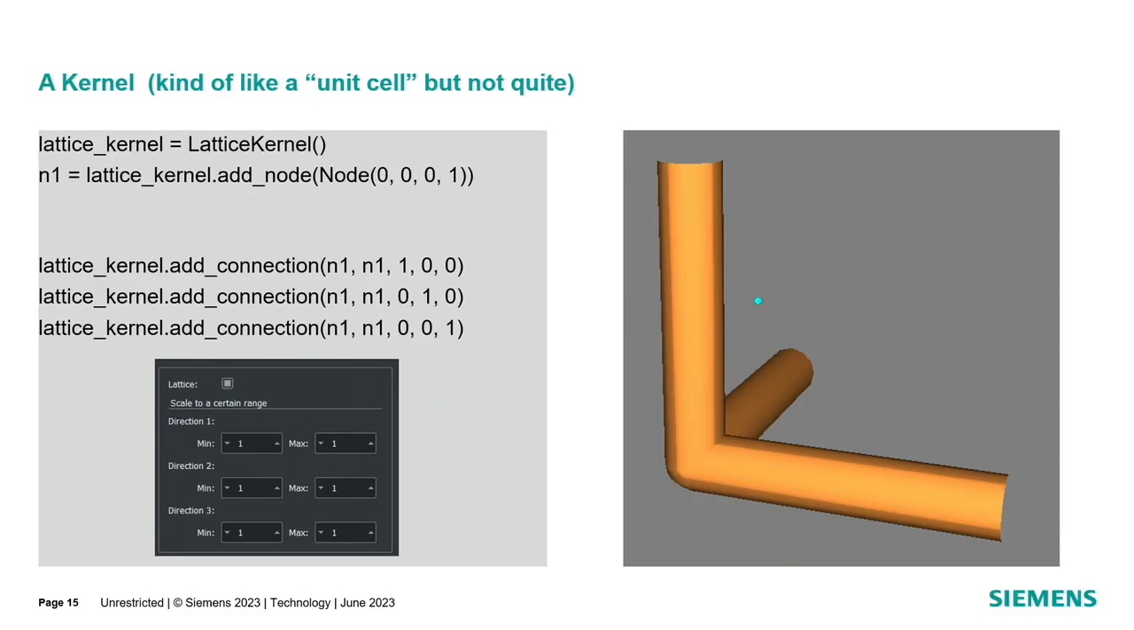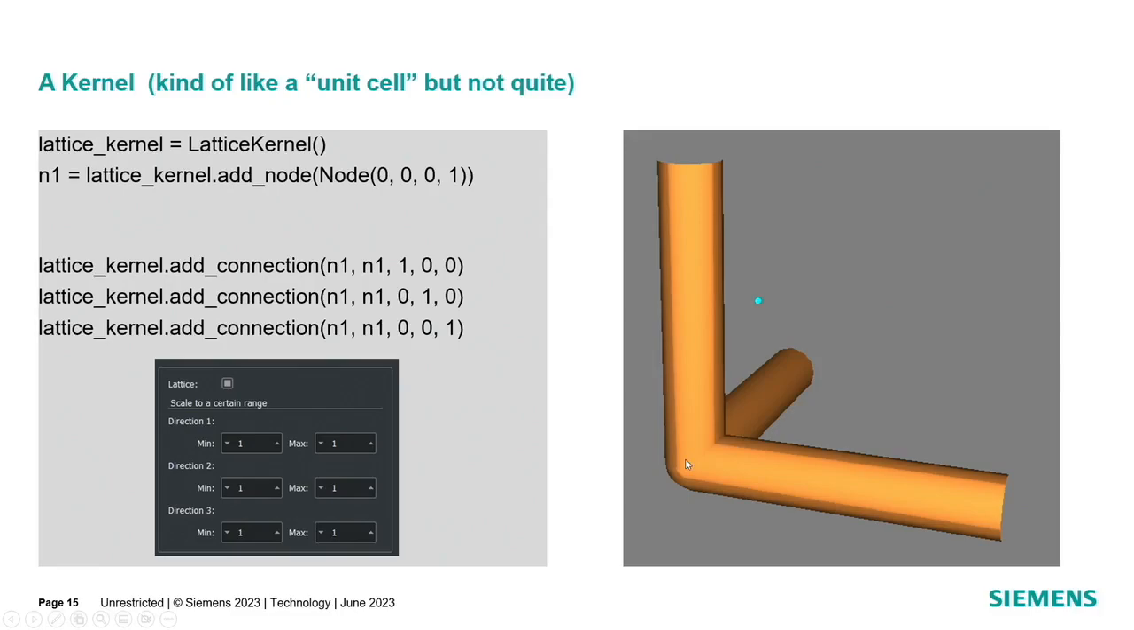But if we have this idea of a kernel. It's kind of like a unit cell, but not quite a unit cell. It's a little bit different, but what you have is some nodes in your kernel, and you define connections. And so you say, oh, this node N1 connects to N1 in the next unit cell, if you will. We'll stick to that term. In the I direction, and this one connects M1 in the J direction. This one connects to N1 in the K direction. So that's what you see here. So you have a node at this spot here, and it connects to here, here, and here.